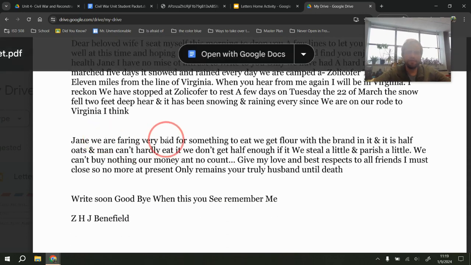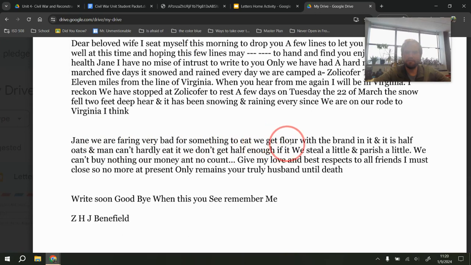Jane, we are faring very bad for something to eat, and we get flour with the bran in it, and it is half oats, and man can't hardly eat it. We don't get half enough of it. We steal a little and perish a little. We can't buy nothing. Our money ain't no count. Give my love and best respects to all friends. I must close, so no more at present. Only remains your truly husband until death. Write soon. Goodbye.